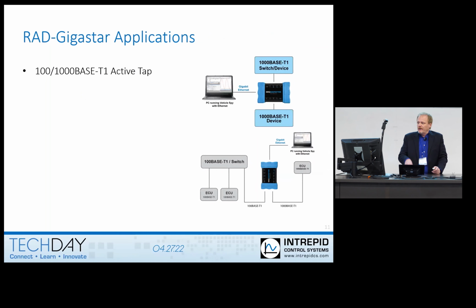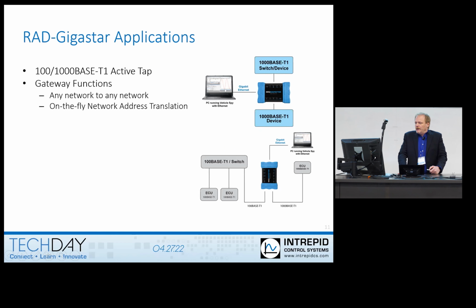So, different applications of the Gigastar. First and foremost, an active tap, so you can use it between 2000 base T1 devices. You could use it as a gateway. So you can have the embedded processor in the RAD-Galaxy receive messages on one network and forward them to another network. I have a presentation later on today about Automotive Ethernet gateways, but this would be one application of that.